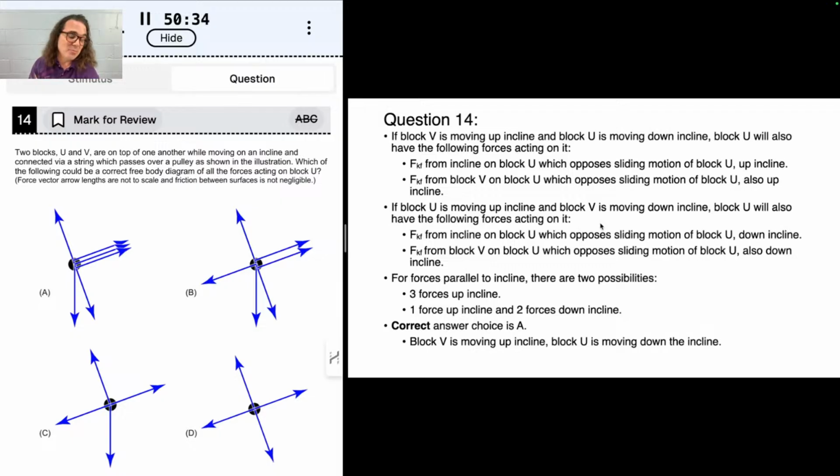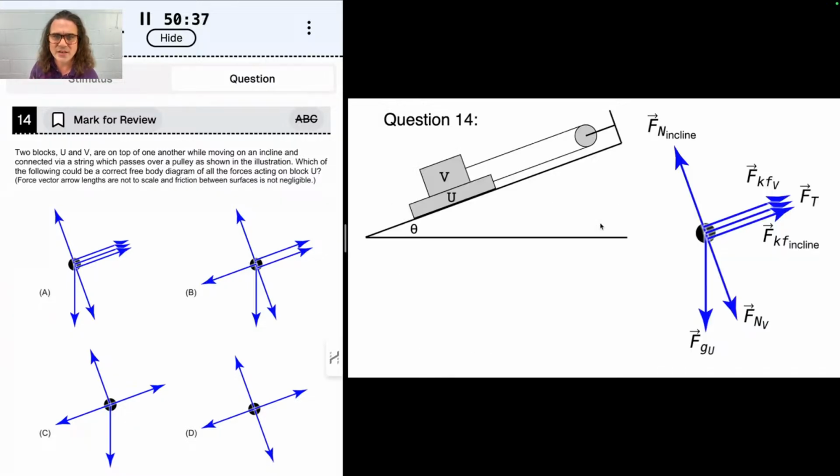So block V, we know block V is moving up the incline and block U is moving down the incline. Just to complete the picture here, these are all the forces acting on block U. The force normal from the incline, which is up and perpendicular to the incline. We've got the force of gravity straight down acting on U. We've got the force normal from block V pushing down on U. So that is in this direction. We've got the force of tension, which is caused by this string. We've got the force of kinetic friction caused by block V, which is up the incline. And we've got the force of kinetic friction from the incline, which is also up the incline.